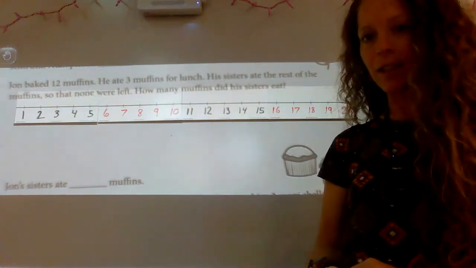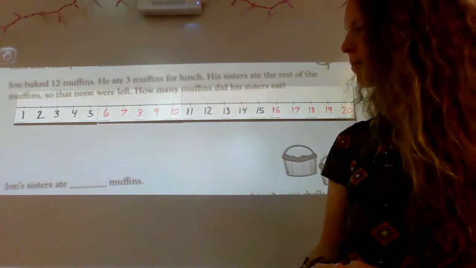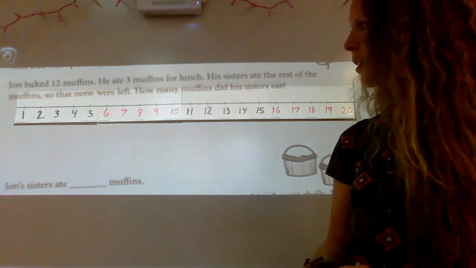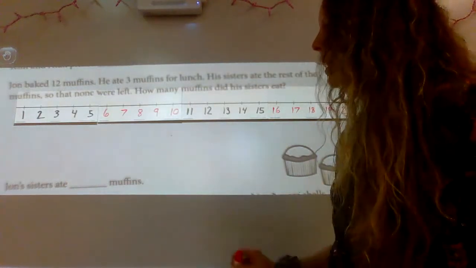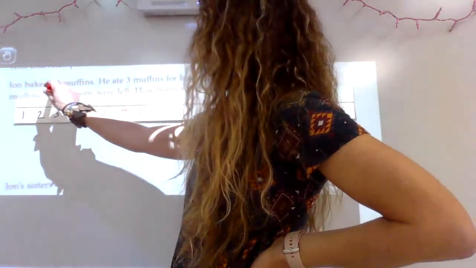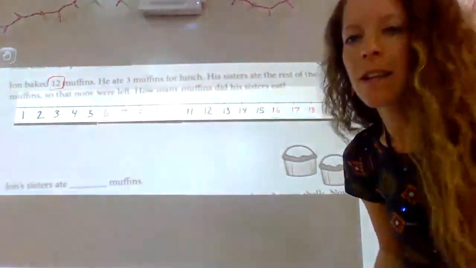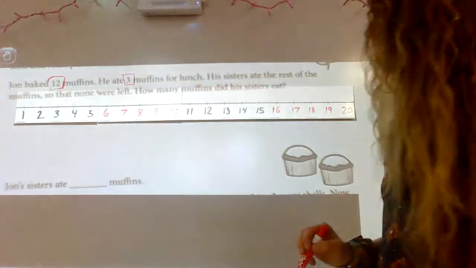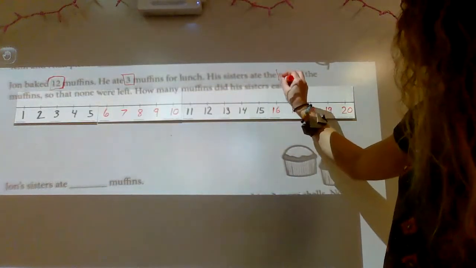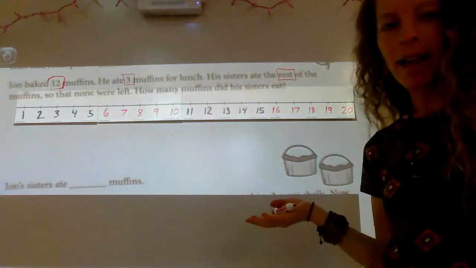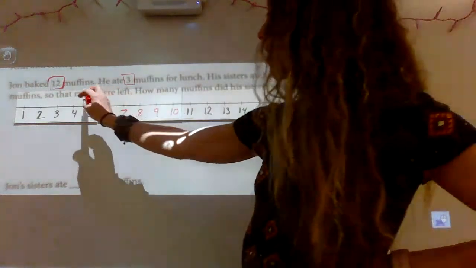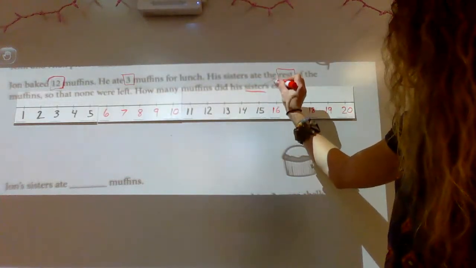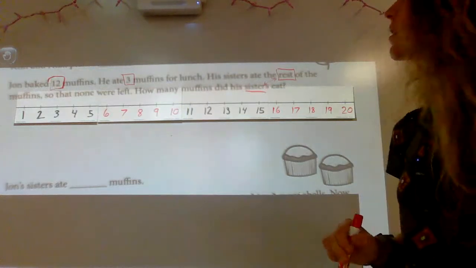That's a lot of information. Do you know how we should start? Well, let's start by boxing out what we know. We know John baked 12 muffins. John ate 3 muffins. His sister ate the rest, and we don't know what that is. And we know that none are left. How many muffins did his sister eat? So we want to know what that rest is.